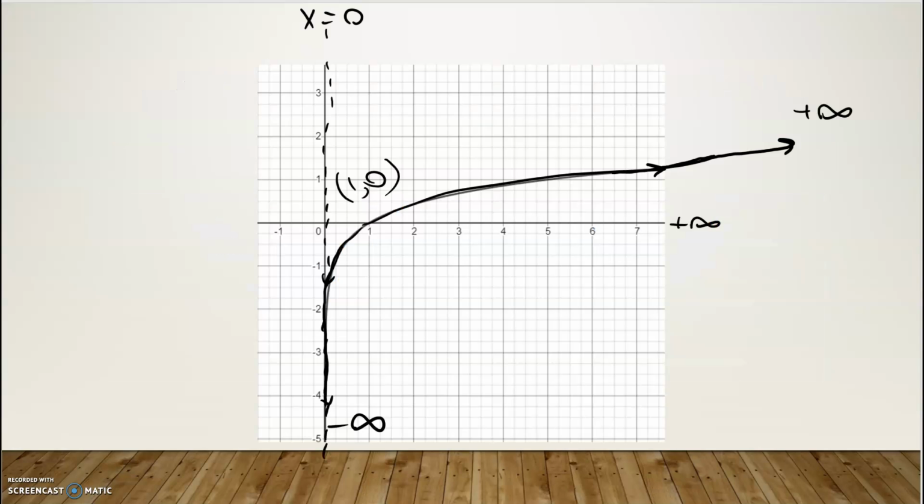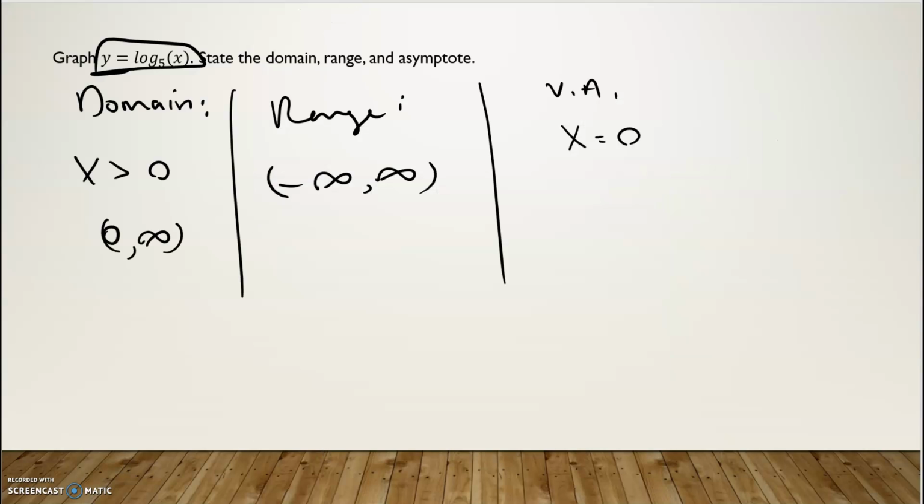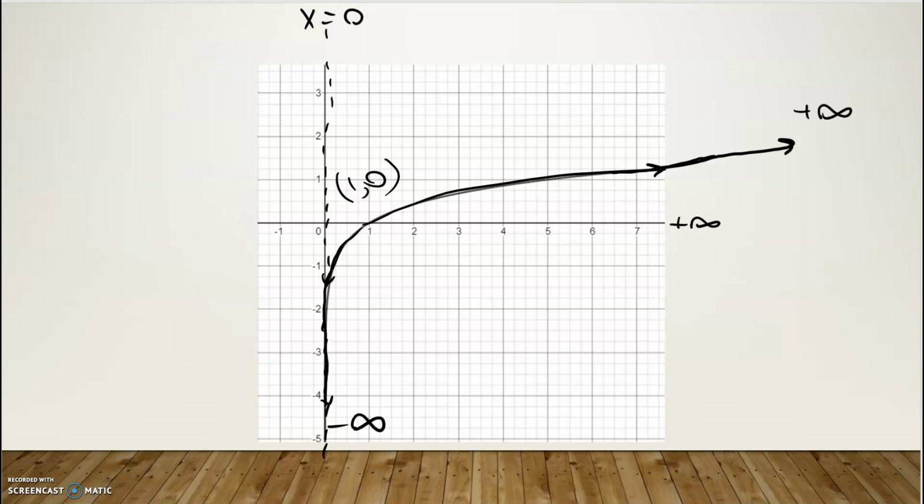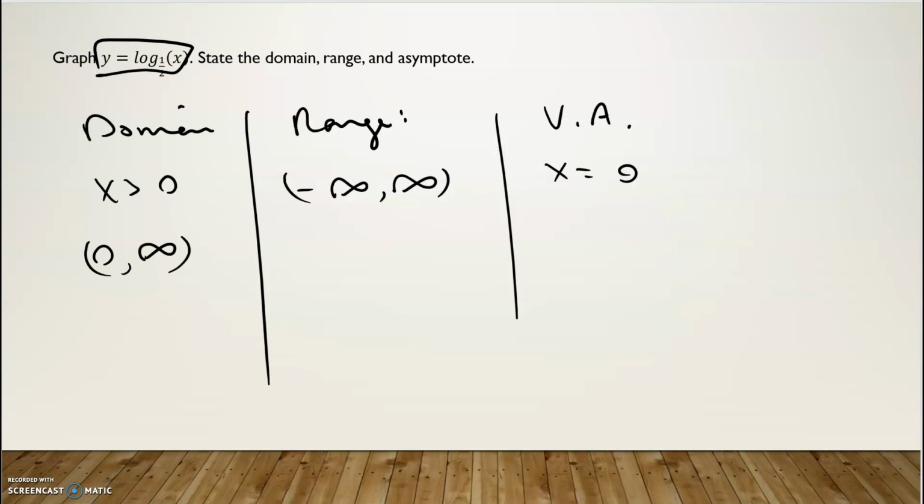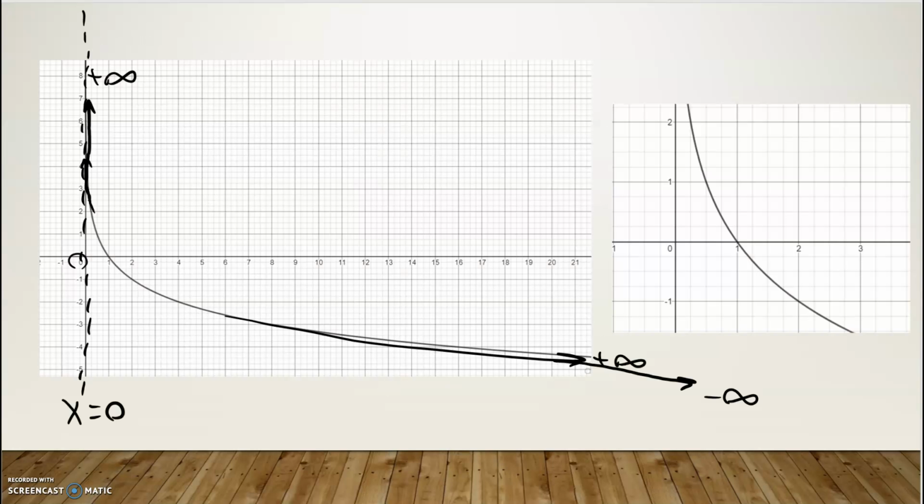Okay, so let's go back to this one right here. Our b was 5, so we should have the point b, 1, so 5, 1. Okay, so 5, 1 right there. Okay, and then for this one, our b is 1/2, so we should have the point 1/2, 1.